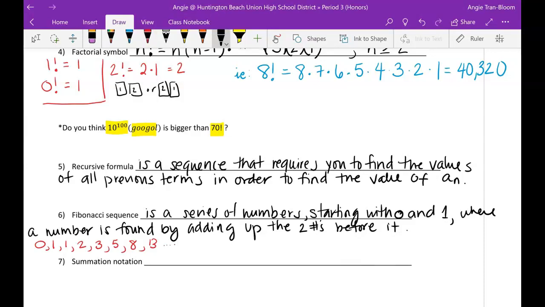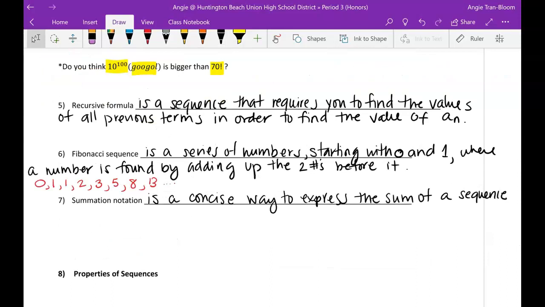Summation notation is a concise way to express the sum of a sequence. So let's say that I'm going to give you a sequence such as this, a1 plus a2 plus a3 plus, skip a few, plus a sub n, okay?